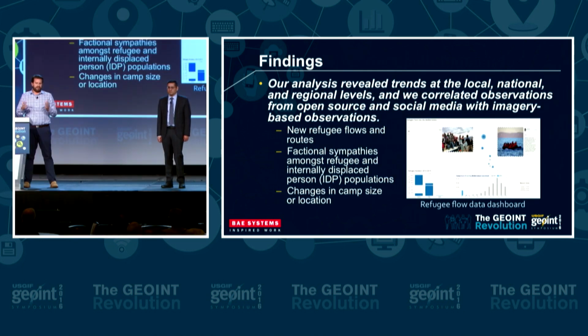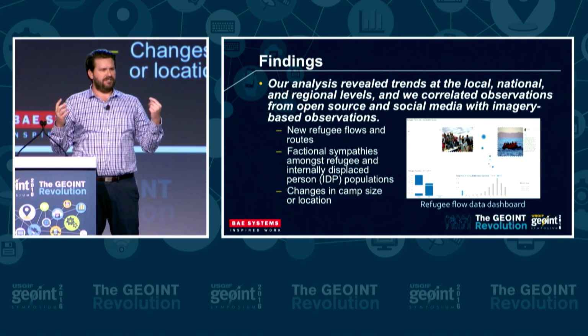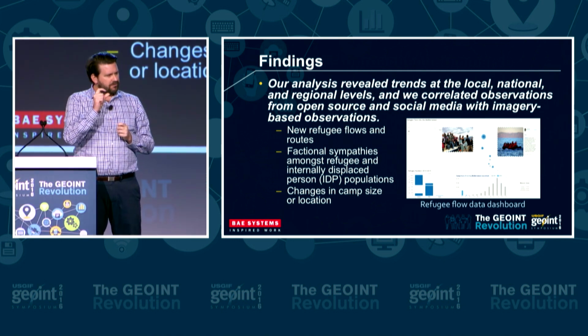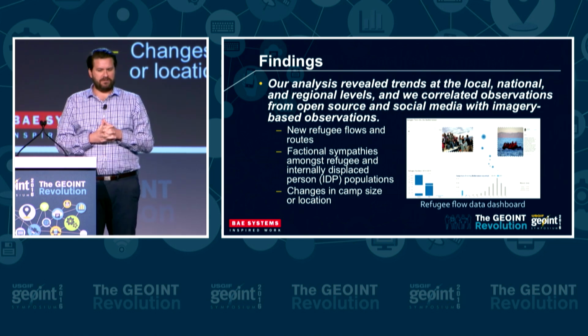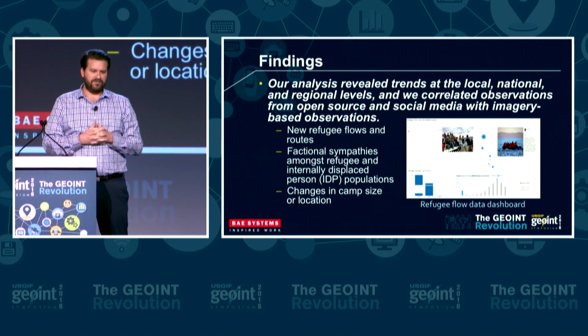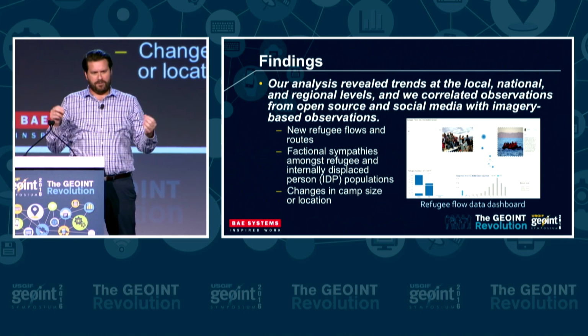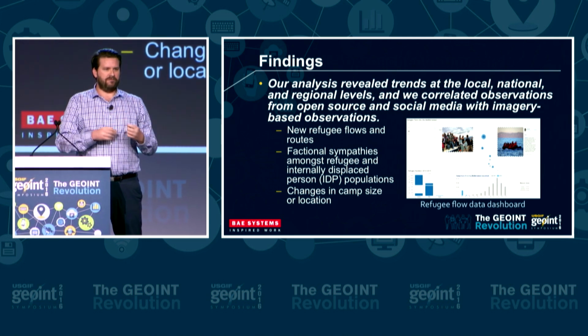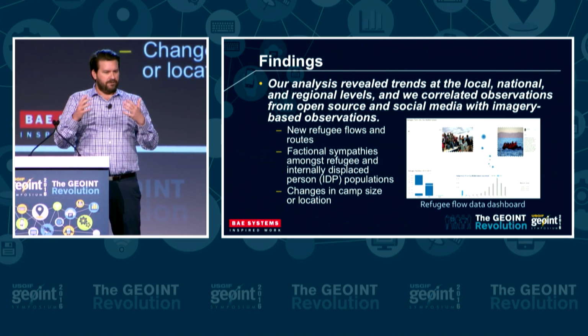We're just briefly going to go over some of the findings here. A lot of the data that we were using was aggregated. We tried not to focus too much on specific individuals, but we were still able to identify trends at the local, national, as well as regional levels. Things like where new violence would pop up, we'd examine new refugee flows or highlight these before some of the humanitarian organizations on the ground would find them.